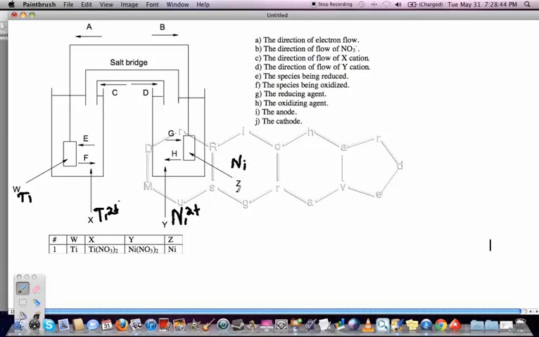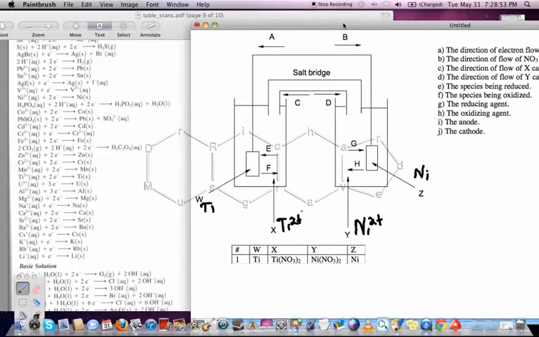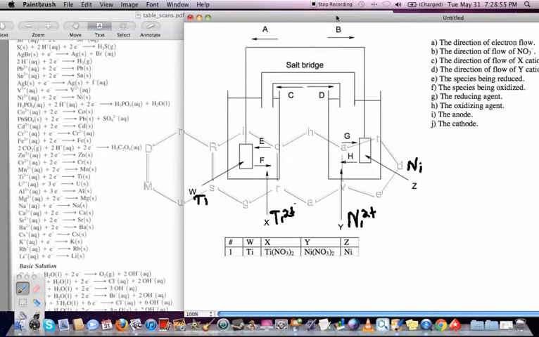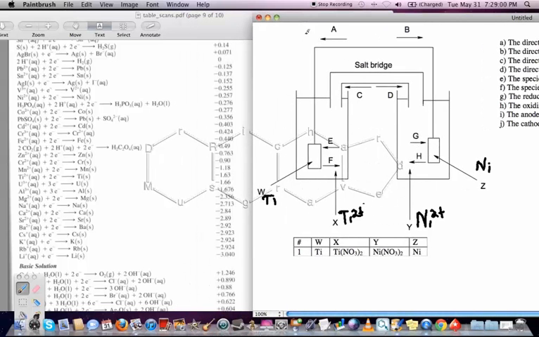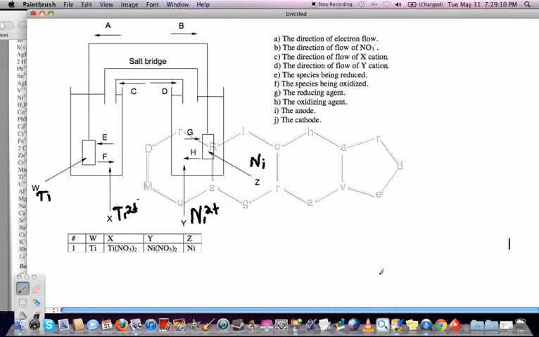Alright, so our next mission is to go hunt down these values on the reduction potential table. And there is our Ti2+ plus 2 electrons gives titanium. Remember, we're looking for something that's got both of these in it, Ti and Ti2+, and that's the one I would choose, and it's minus 1.63 volts. Alright, so I'll put that one down here.